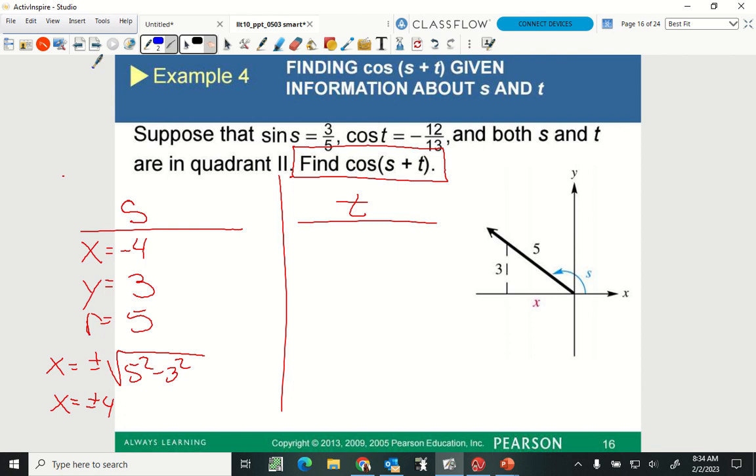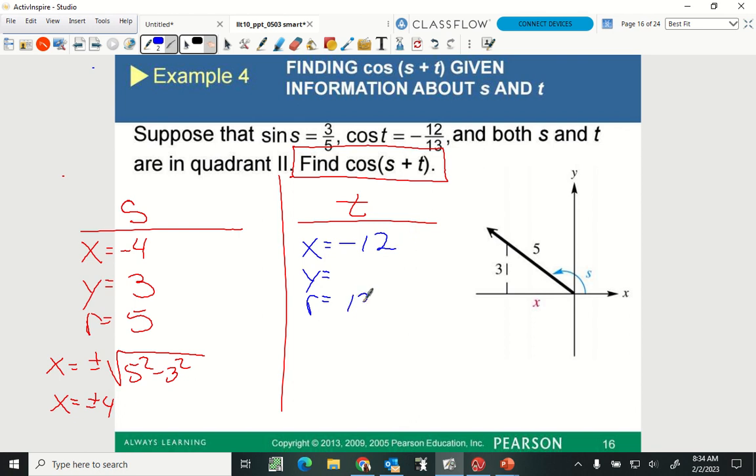Now, let's take a look at the t's. Again, cosine t, so it's going to be x, y, and r. This is a different angle. Cosine, what does cosine represent? X over r. And we know that this is in what quadrant? 2. So x has to be negative. So my x value is going to be negative 12, and my r value is 13.